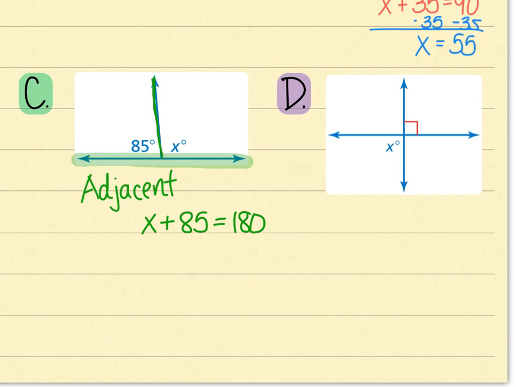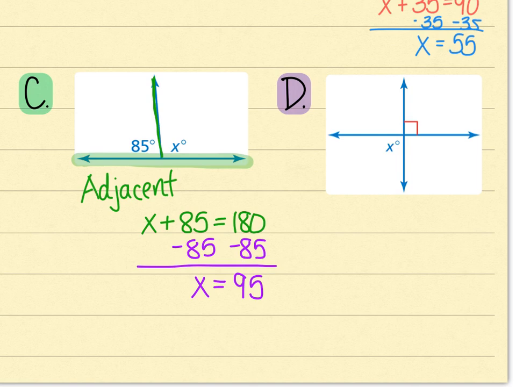And so if I subtract 85 from both sides, I'll get x equals 95. So the measure of angle x has to be 95. And then you can check your work. Does 95 plus 85 equal 180? It absolutely does.